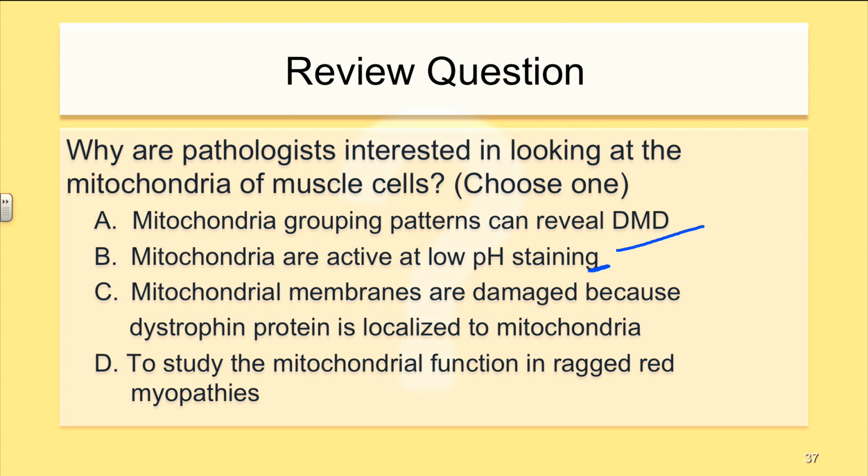Mitochondrial membranes are damaged because dystrophin proteins localize to mitochondria. That is not true. Dystrophin is a component of the membrane of the myofiber itself, and also has a component in the cytoplasm. It extends to it. But basically what we are looking for in skeletal muscle is to study the mitochondrial function and to determine whether its function is normal, whether the muscle is suffering from mitochondrial abnormalities or not.